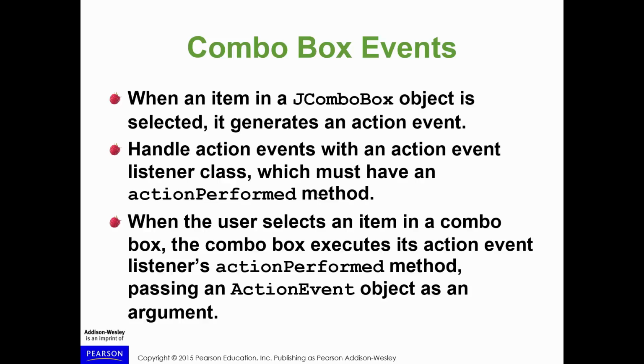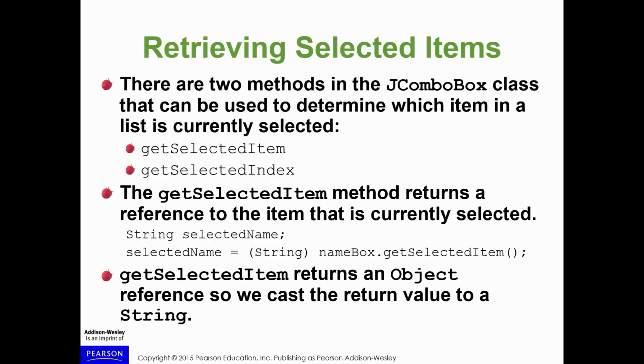Notice here that when an item in a combo box is selected, it generates an action event. You've heard this before with buttons and radio buttons. So you must have the action event listener implemented, and you must have an actionPerformed method. When the user selects an item in the combo box, it automatically is going to execute the actionPerformed method. They should look familiar by now. Again, there's the getSelectedItem, there's the getSelectedIndex, and as always, the first index will be 0, so the first item that's in there will be item 0.